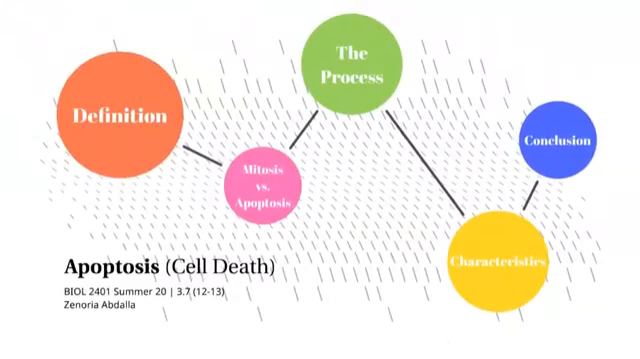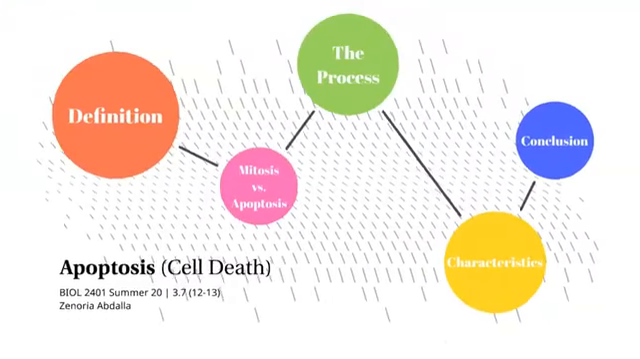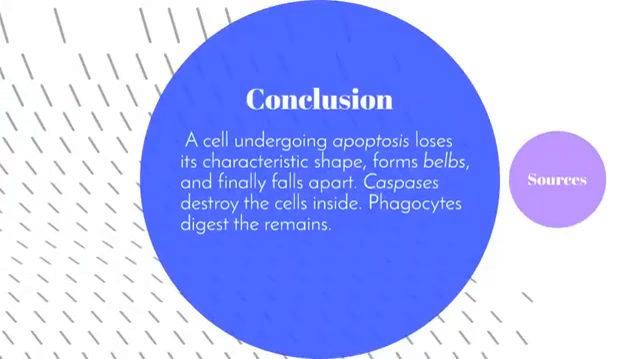So let's go over into our conclusion about apoptosis. In a nutshell, a cell undergoing apoptosis loses its characteristic shape, it forms blebs, and finally falls apart. Caspases destroy the cell's insides, and phagocytes digest the remains.